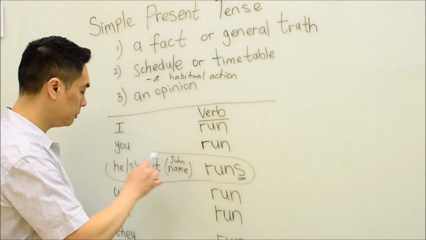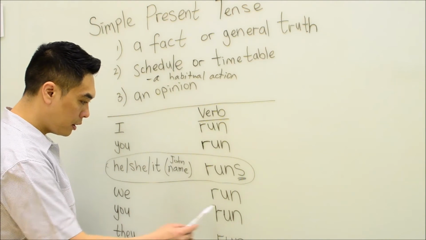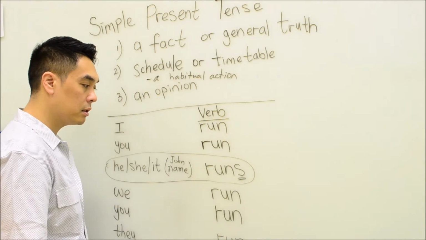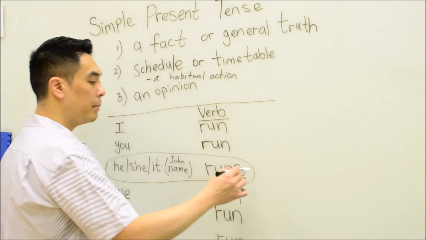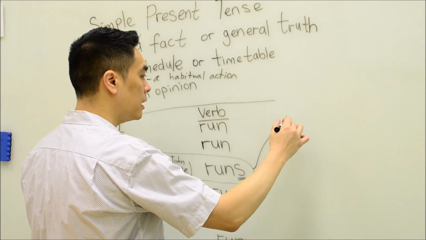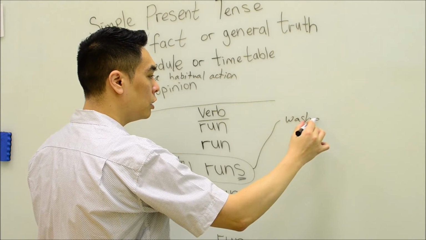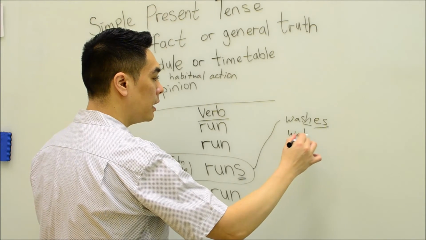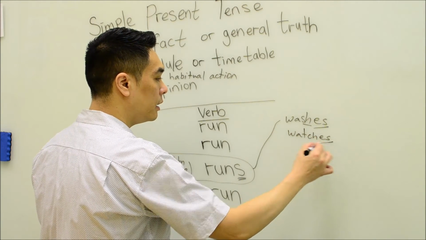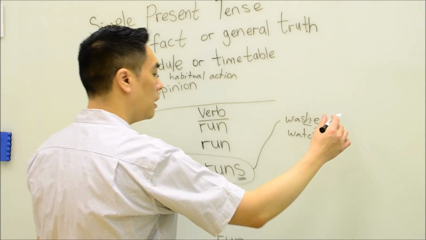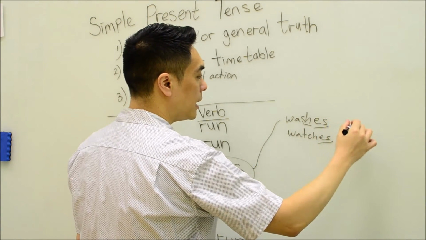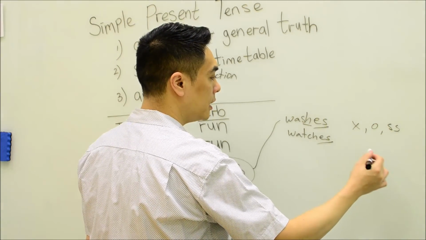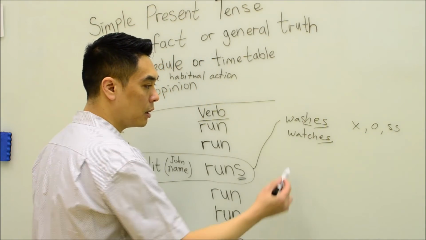It is very special, so I'll circle it. All the other ones, you never change. But for he, she, it, we need to remember to add s. And there's a couple other ways you can do it. If the word ends in sh, you need to add es. If it ends in ch, you also need to add es. Words that end in x and o and ss also need to add es. Okay, so that's another rule there.